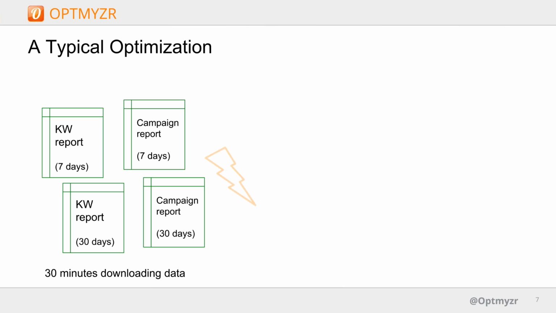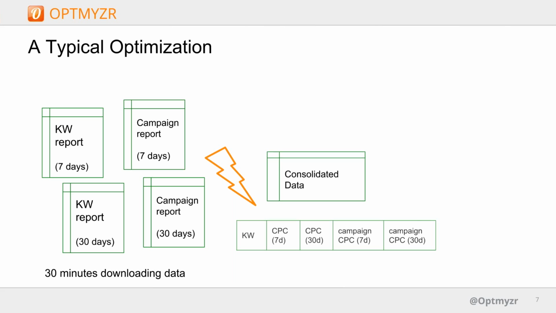So the next step is you go and do a bunch of VLOOKUPs and processing in the spreadsheet to come up with some consolidated data where every keyword now has one row on the spreadsheet. So the CPC 7-day data and the campaign level CPC data, everything has been brought into a single row thanks to the VLOOKUP. So you just spent another 15 minutes doing that.